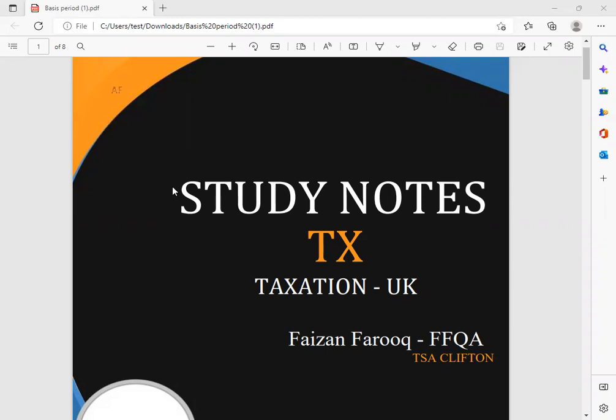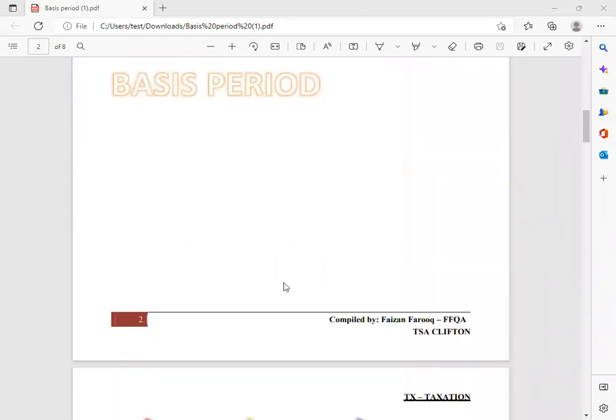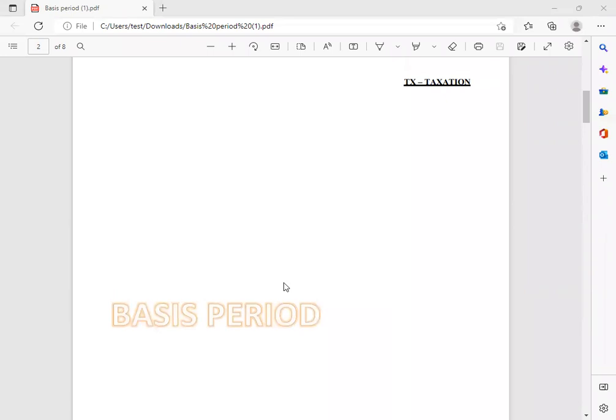Today, we are going to discuss a very important topic, which is basis period or assessment of profits. As we know how to calculate trading income, just a quick revision.